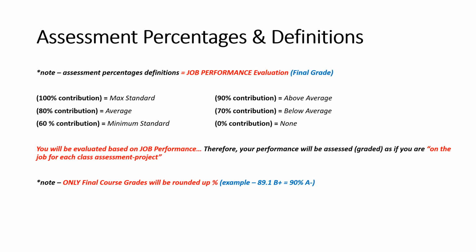First, when we look at our assessment percentages and definitions, we're talking again about our job performance evaluation. That's your final grade. Just general terms, you can see maximum standard 100%, 90 above average. Then we get into average at 80, below average 70, minimum standard is 60, and once we get below that, then it's a failing grade, and we'll just classify that as contribution of none.